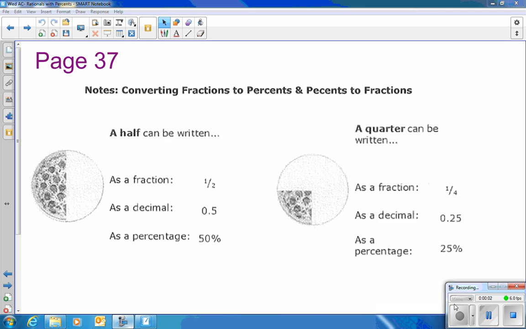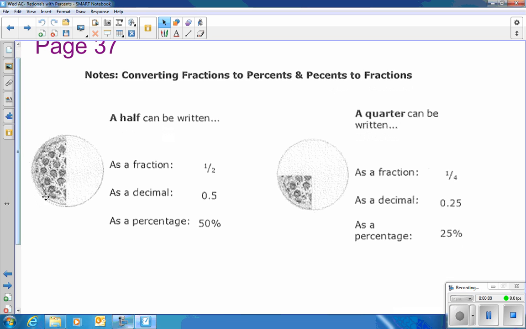This lesson is over converting fractions to percents and percents to fractions. So 1/2, which of course our pizza is modeling over here, can be written as a fraction, as 1 out of 2, as a decimal, 0.5, but it could also be written as a percentage. Percentages are all out of 100, so half of 100% is 50%.